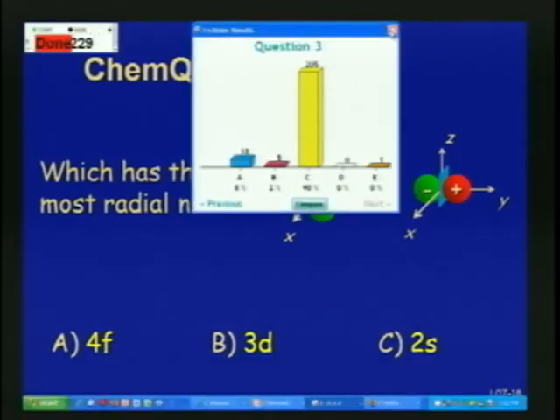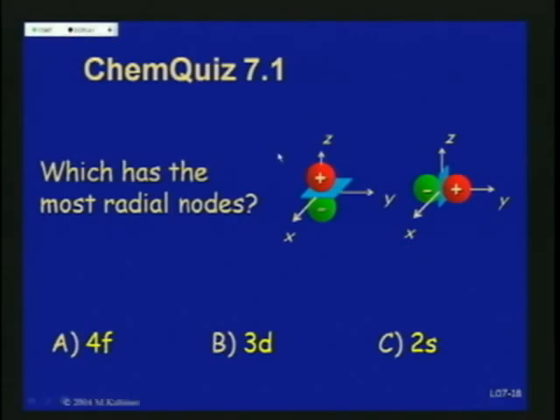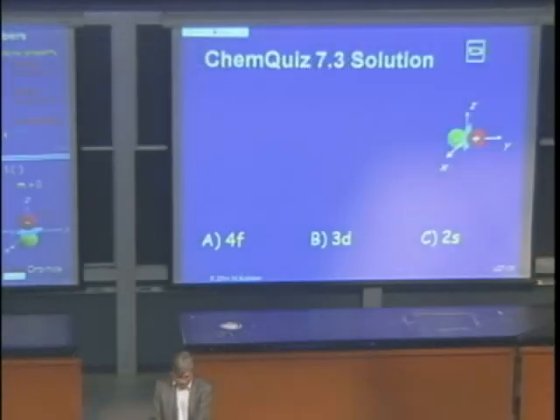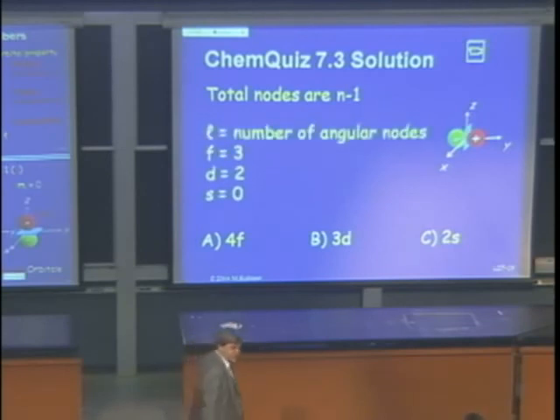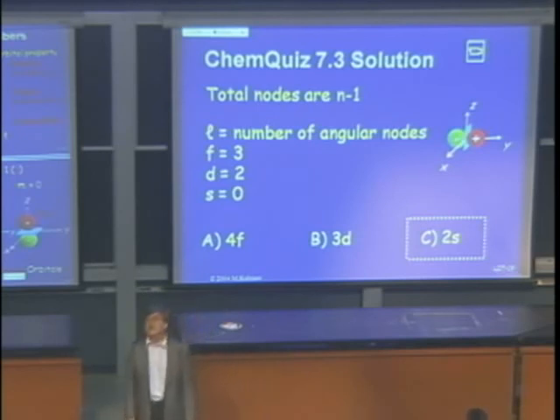Yes. There we go. The simple definition I gave you, this is correct. So what's the solution? The solution is the total nodes are n minus 1. So if L is the number of angular nodes, then S you have 0 angular nodes, D you have 2, and F you have 3, okay? So with this, S is 0 angular nodes, and the question was what has the largest number of radial nodes? That was the question. There's only one that has radial nodes, that's the 2S.